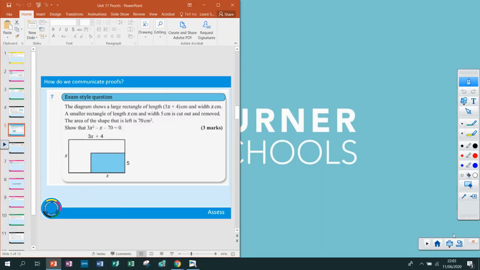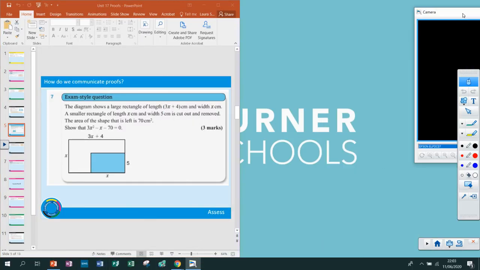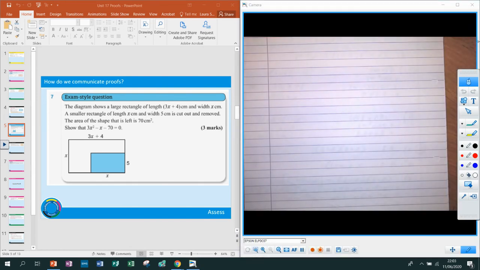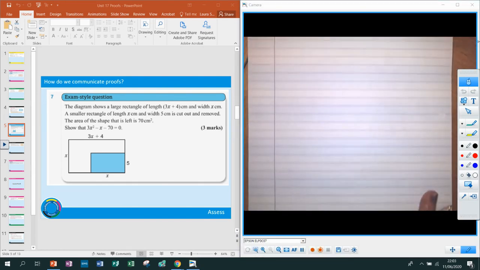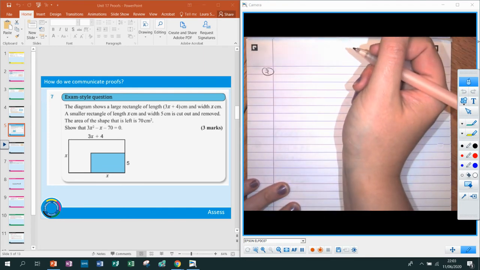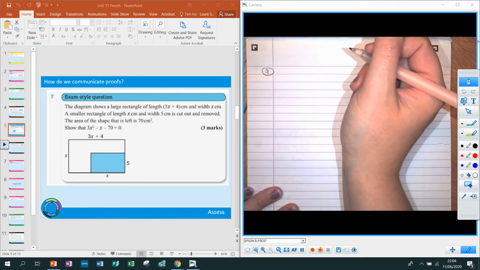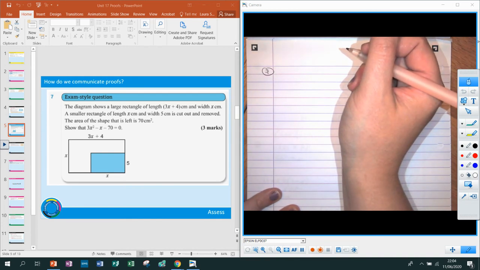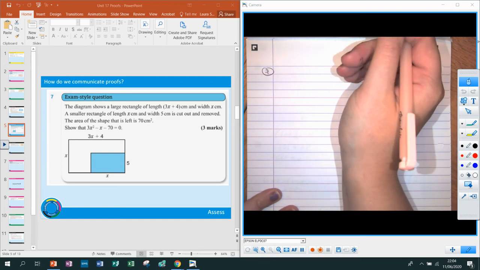So let's see how we did. Hopefully we got 3 marks. Let's take a look. In this particular question, they're saying that the diagram shows a large rectangle of length 3x plus 4 and width x, and a smaller rectangle of length x and width 5 centimeters is cut out and removed. The area of the shape that is left is 70 centimeters squared. Show that 3x squared minus x minus 70 equals 0.